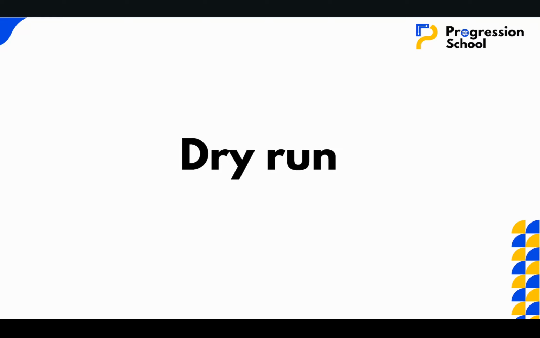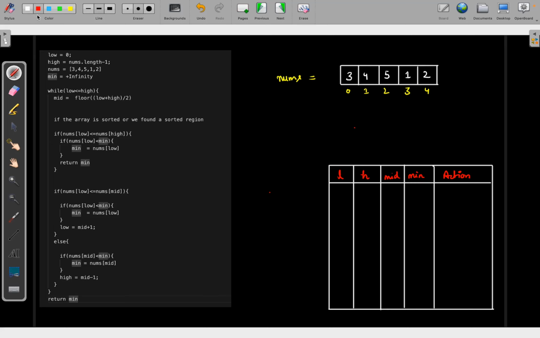In this video, we will see the dry run of the code. So now let's see the dry run of this code. Okay, so I will take my low pointer at 0. High pointer at nums dot length minus 1, so my high pointer will be at 4.